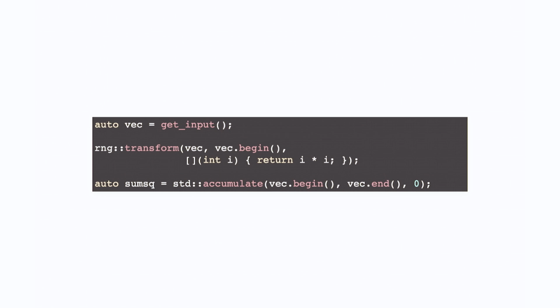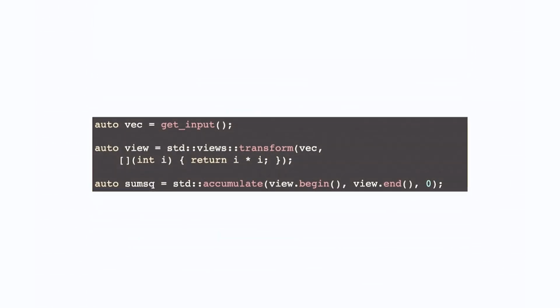But this is a bit better. Instead of using the eager standard ranges transform algorithm, which is going to eagerly transform each element in place, we're going to use the standard views transform range adapter. So this is lazy evaluation. Like me, it's lazy. It doesn't do the work until it absolutely has to, right? So setting up this view, as you see on line 2, basically does nothing, just creates a holder object to hold the function object.